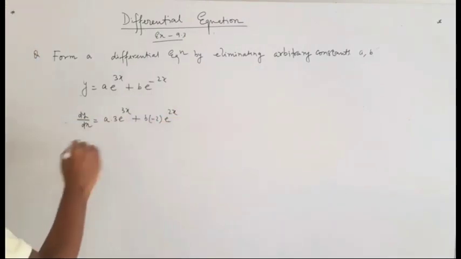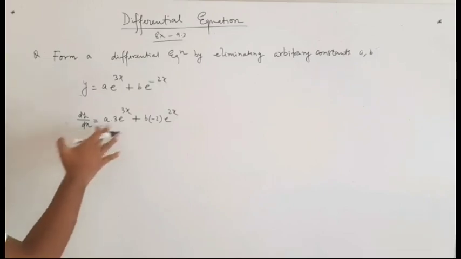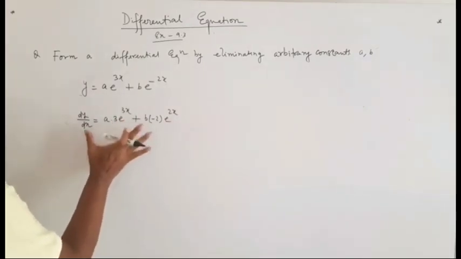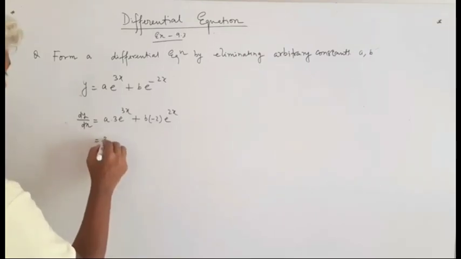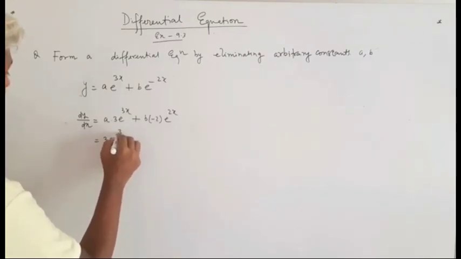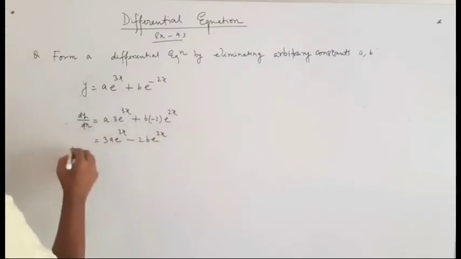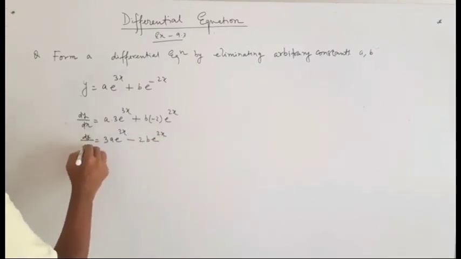This is done. Since we are not able to eliminate yet, we differentiate one more time, but before that I would like to simplify it. So we can write this as 3a e to the power 3x minus 2b e to the power minus 2x. This is dy by dx.